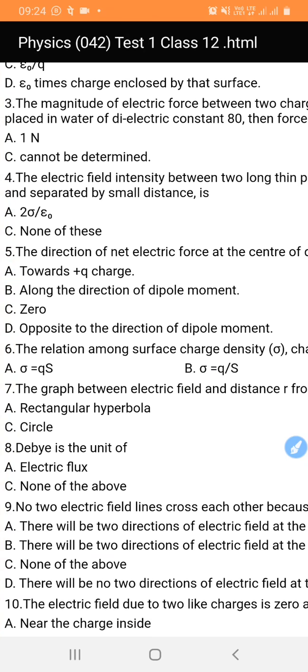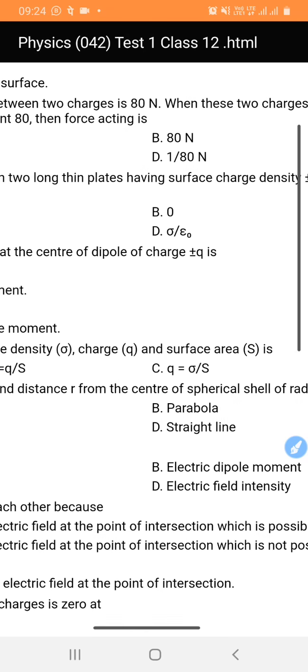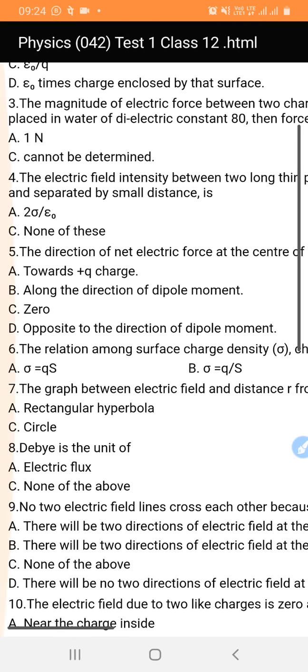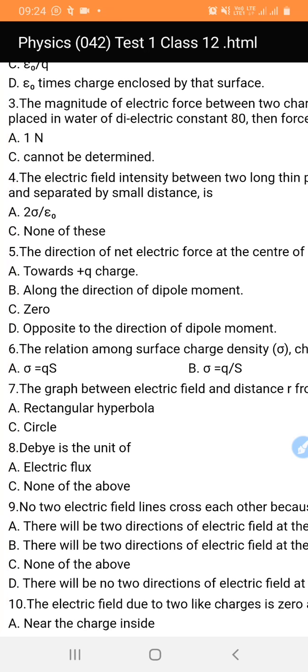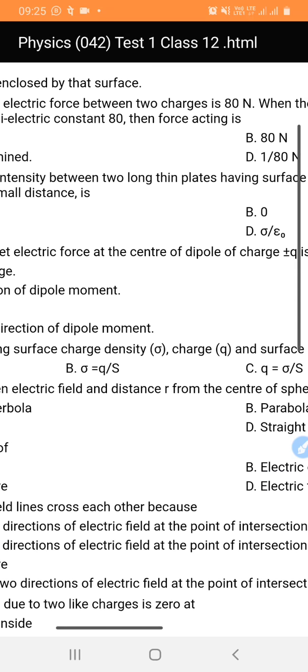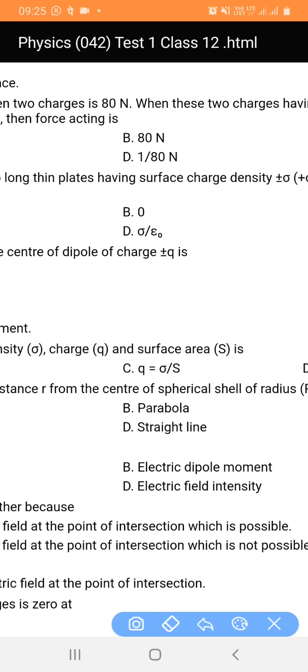Now, Debye is the unit of: A, electric flux; B, electric dipole moment; C, none of the above; D, electric field intensity. So Debye is the unit of electric dipole moment, and 1 Debye is equal to 3.3 into 10 to the power minus 30 coulomb meter. So here in this case, option B is correct.